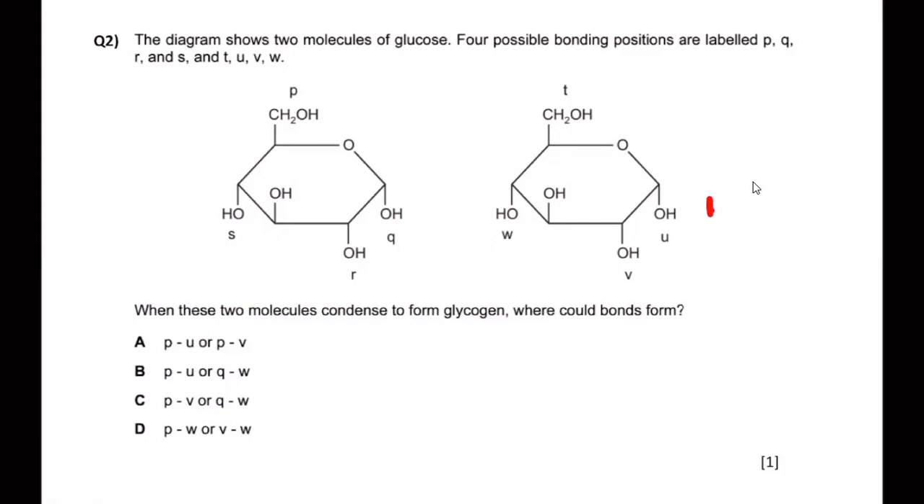So Miss, for glycogen, it forms 1,4 linkage and 1,6 linkage. So I chose option B, Miss. PU and QW.